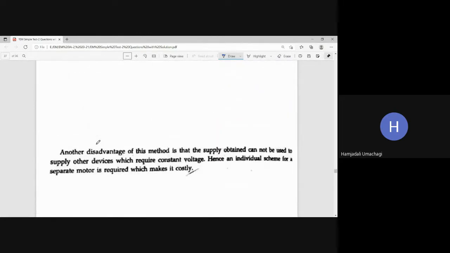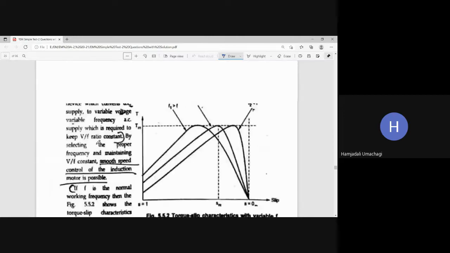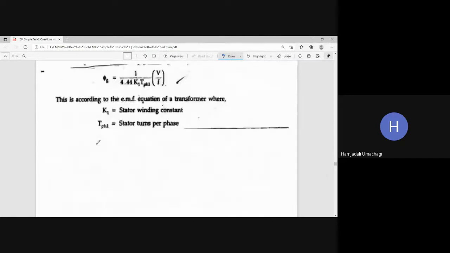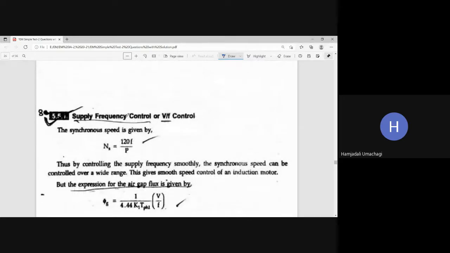So what is that disadvantage? The output we get from the inverter has variable supply frequency and voltage, which cannot be used for other motors which require constant voltage and constant AC supply frequency. Okay, so this is all about speed control of induction motor using the V by F controller, supply frequency control method.